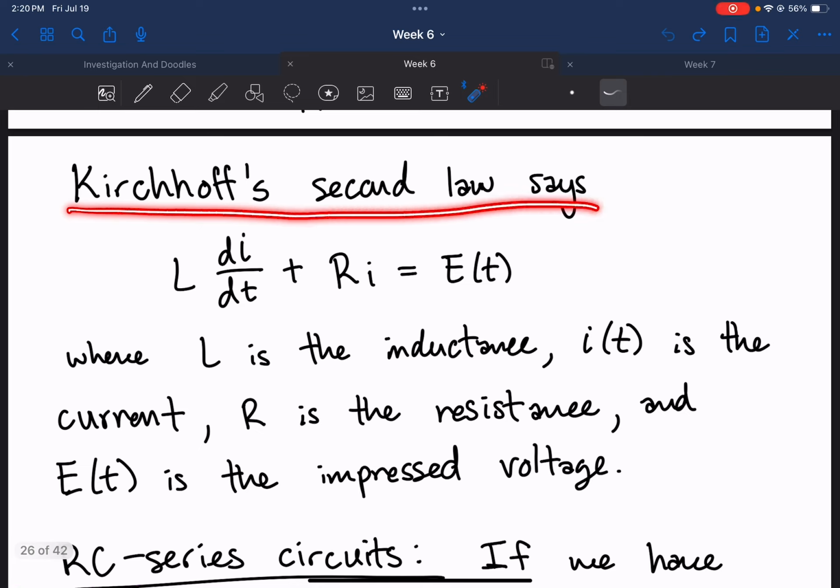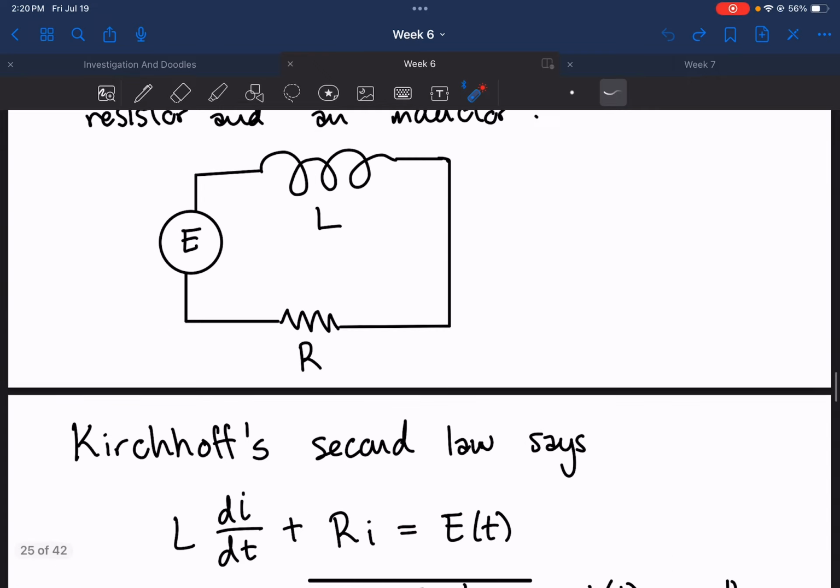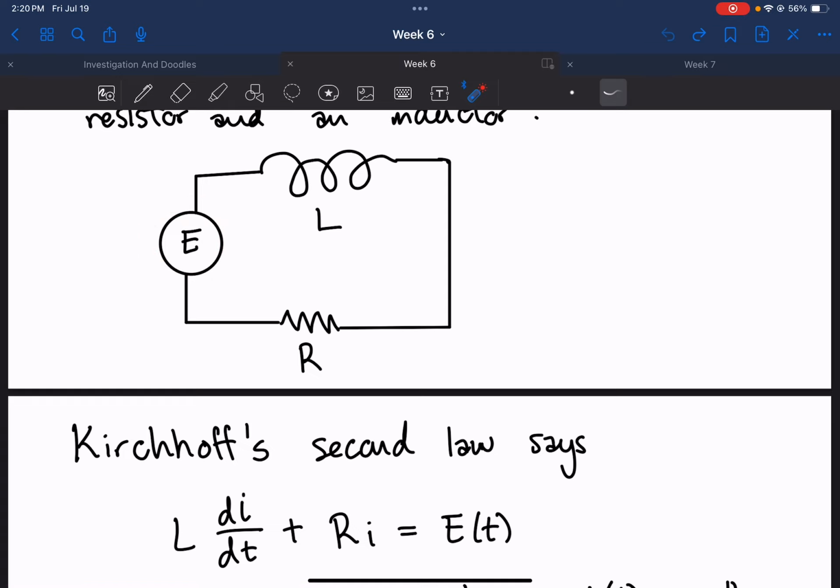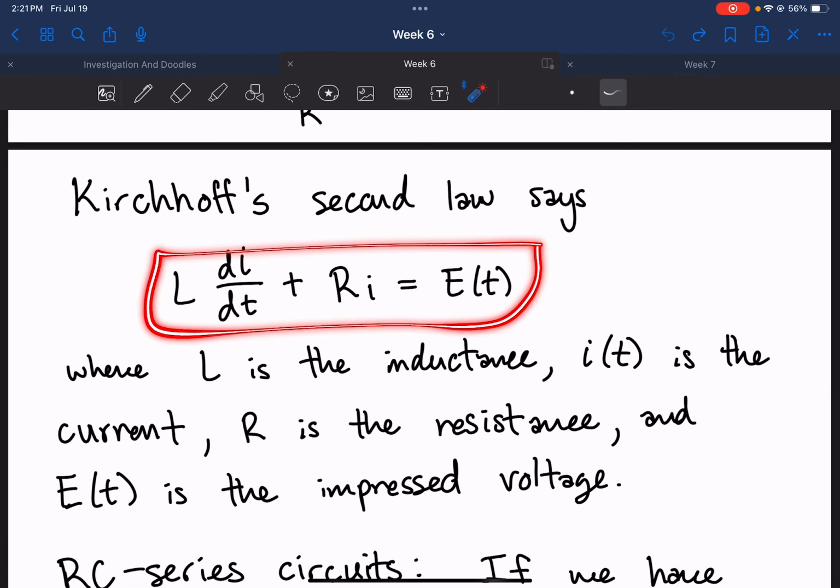Kirchhoff's second law says the inductance times the rate of change of current per unit time plus the resistance times the current should be the electromotive force at time t, right? Or the impressed voltage at time t. A lot of times you think about this as being like a battery that's sometimes giving power, sometimes not giving power. So it may be a strange EMF here, but this is something that can change with time, right? Okay, this is Kirchhoff's second law.